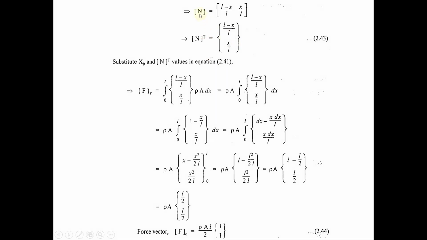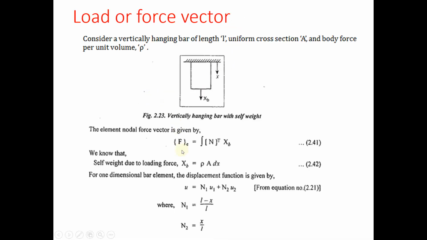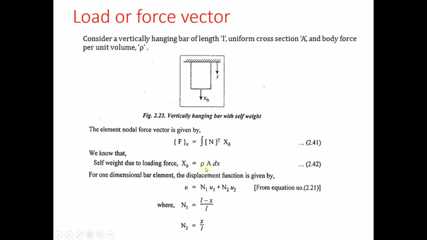So we take the transpose of the matrix n, which is the matrix of the shape functions. n is equal to 1 minus x by L and x by L. Now we substitute the value of xb and nt. You know xb is equal to rho a dx and nt is equal to n transpose is equal to L minus x by L and x by L. So we substitute into the equation for f. So integral of nt, that is L minus x by L and x by L, into xb. The value of xb is rho a dx. We substitute that.